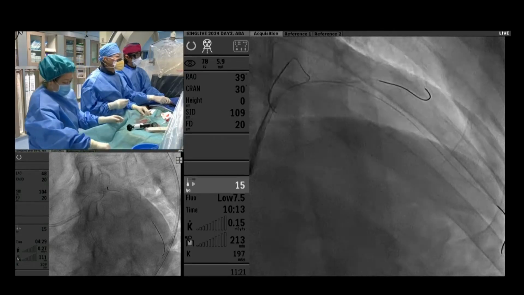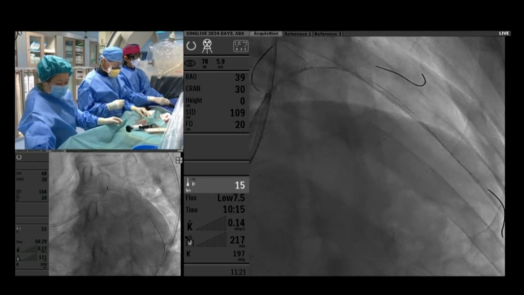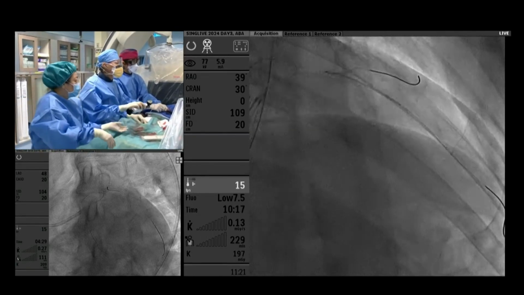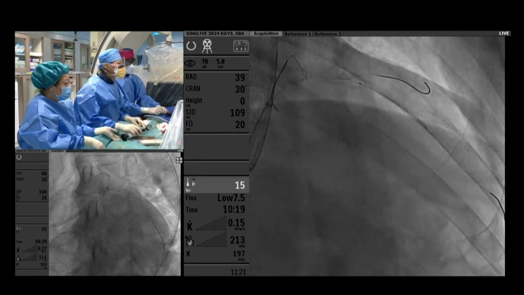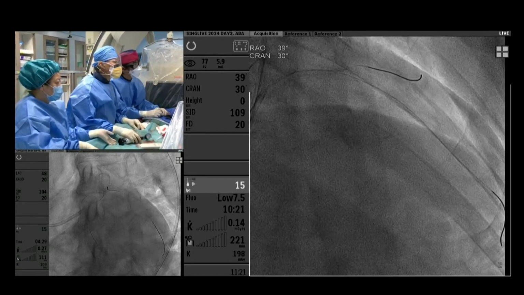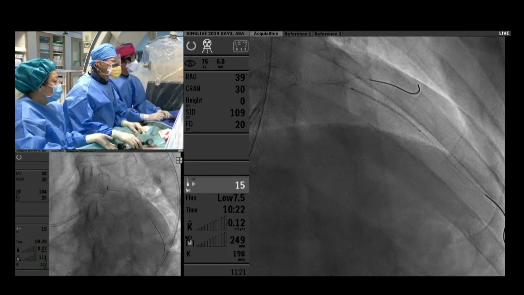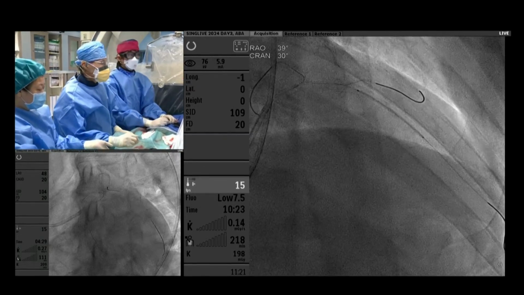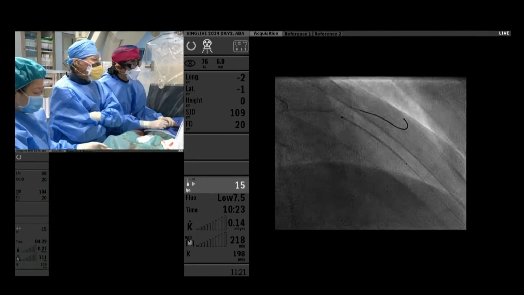I think the guide extension catheter can help, but in this case, because you've got left main with a bifurcation in the circ, there's a limit to how much the guide extension can go in. So it cannot cross the circ. There's stent boost here. So probably not much value in that situation.